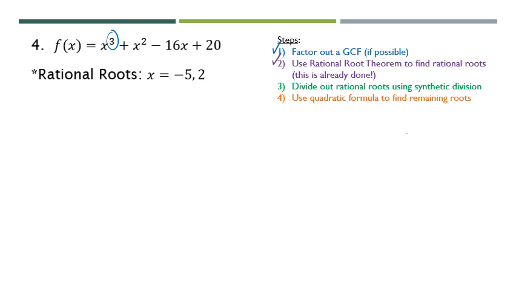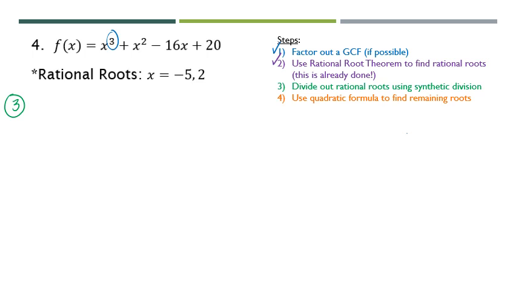But I want to go through this whole problem because it's going to show you another thing that could happen, something a little bit strange and kind of unexpected. So let's start with step 3. We're going to do our synthetic division. Just like the previous 2 problems, we're going to be doing synthetic division twice.